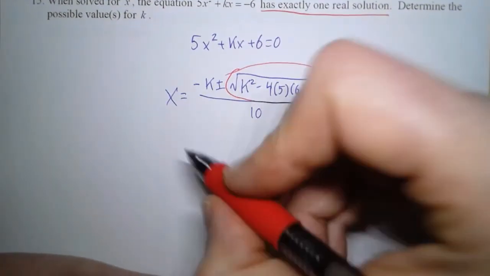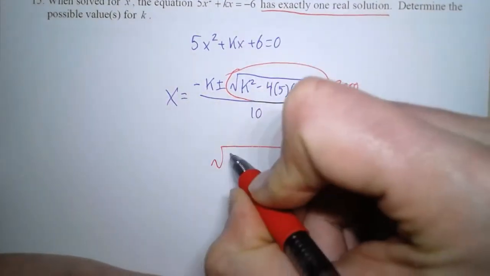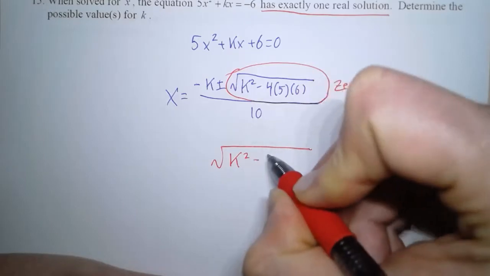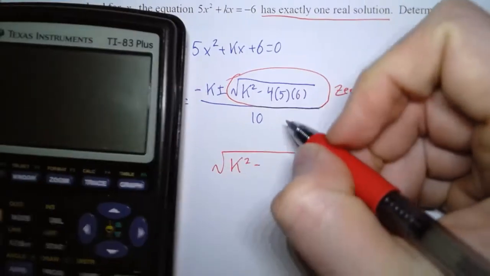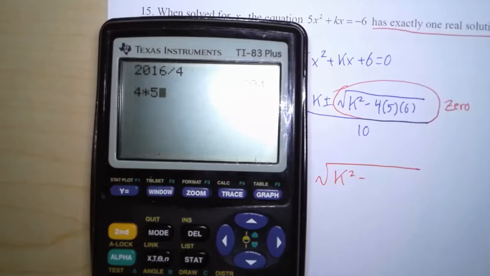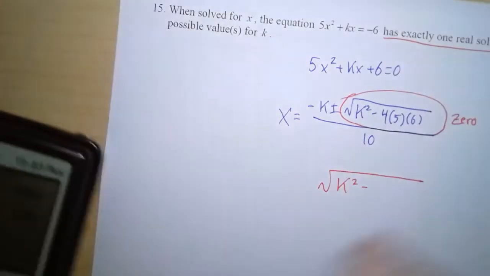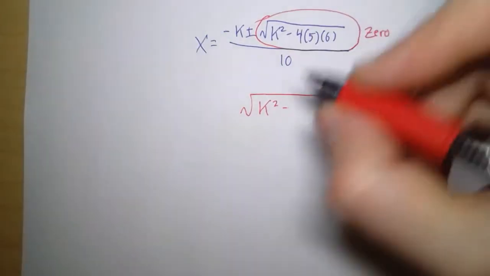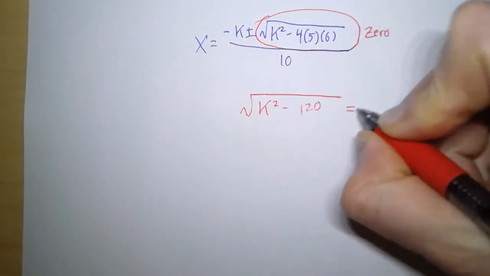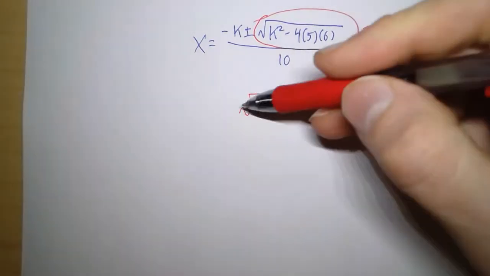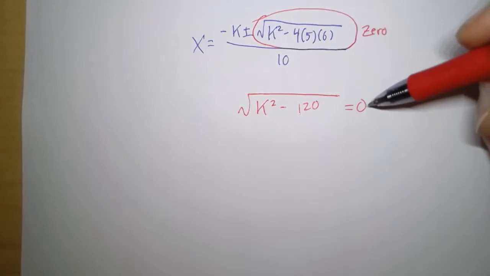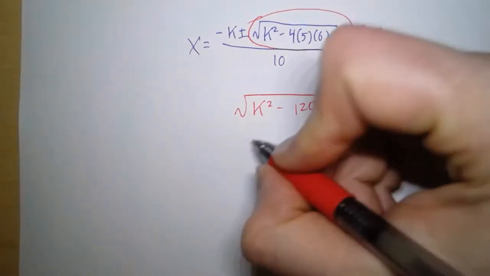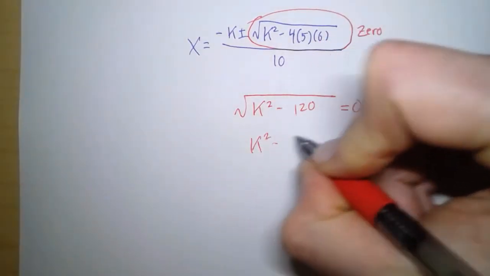So that means that this whole thing, k squared minus 4 times 5 times 6, let's calculate that number. 4 times 5 times 6 is 120. There we go. 120, all of that equals 0. Well, if I take the square root of something and that gives me 0, that means that what was inside also had to be 0.